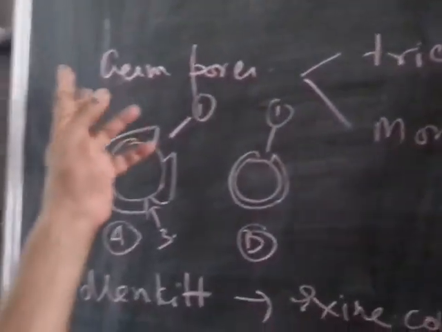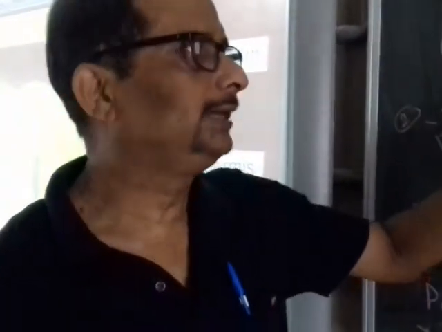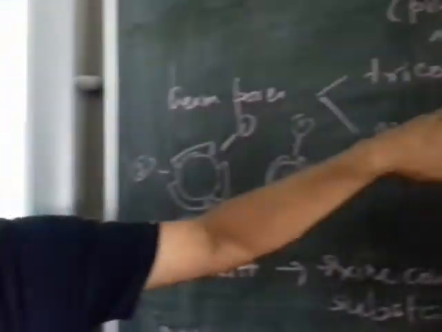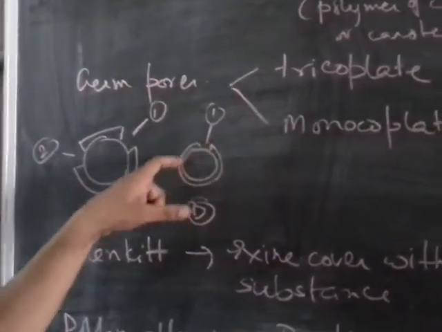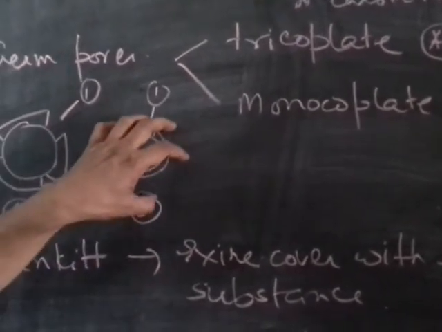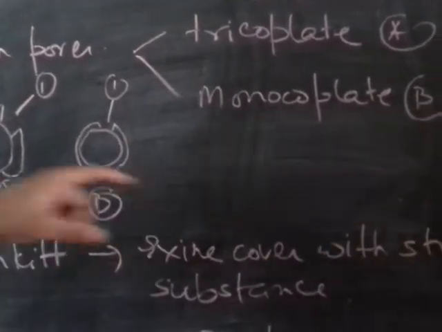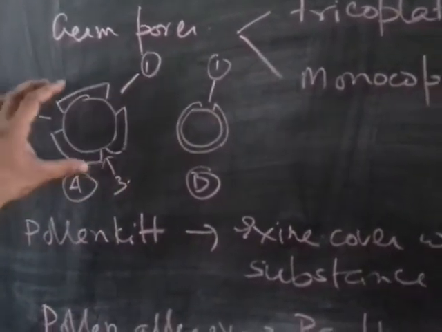As I told you, if the pores are 3, as you find in the dicot plant, we call them trichoplate. If the germ pore is 1 only, then we call it monocoplate. That means in a monocot plant we have the monocoplate germ pore. In a dicot plant usually the germ pores are 3 in number.